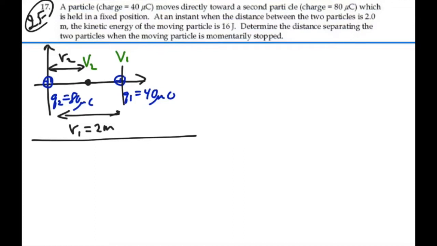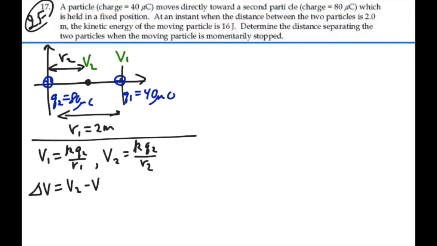So we know that V1 is equal to K Q2 over R1, and for that matter V2 is equal to K Q2 over R2. In other words, the potential that charge 1 feels is due to the other charge. And so the change in potential it's going to go through is going to be our final potential minus our initial potential, which is going to be K Q2 over R2 minus K Q2 over R1.